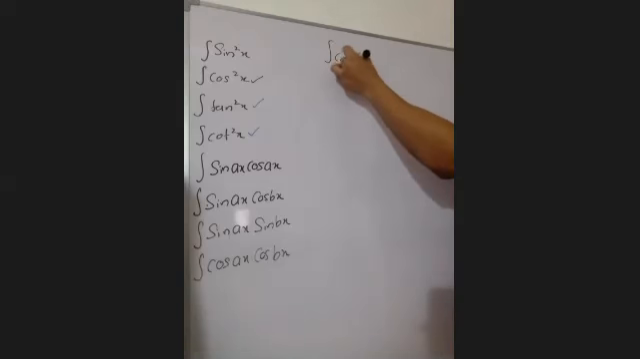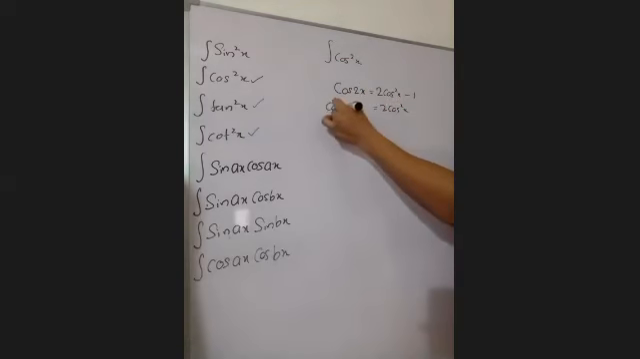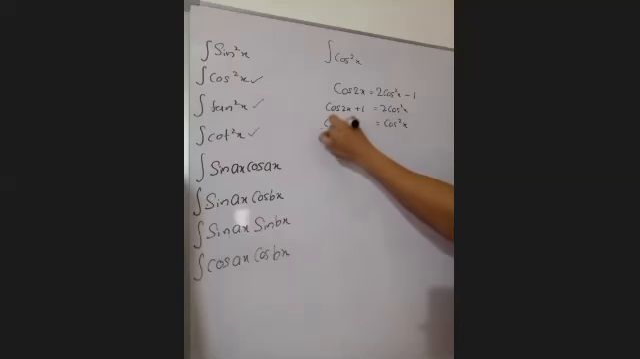Integration of cos squared x. As I mentioned in the previous questions, you don't have a standard formula to get a straightforward answer, but we know the formula cos 2x equals 2 cos squared x minus 1. We already learned this formula in our double angle theory. So making cos squared x the subject, cos squared x equals cos 2x plus 1 divided by 2.